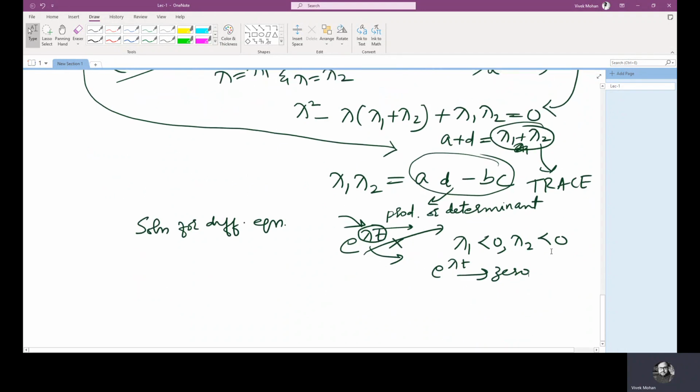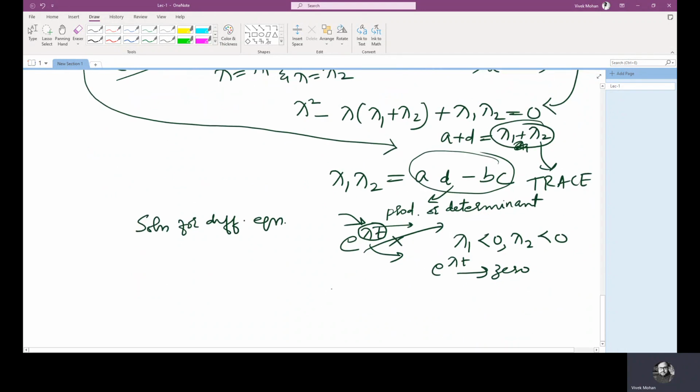Okay. Now, sometimes we can have complex eigenvalues also. Then lambda will take the form a plus or minus j omega, right? If that is the form, then the real part of lambda, equal to a, should be less than 0. This is the condition for stability.